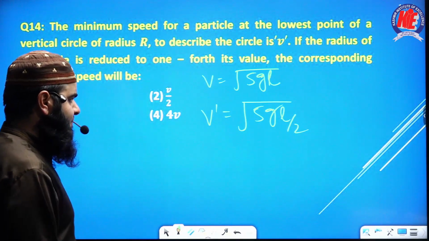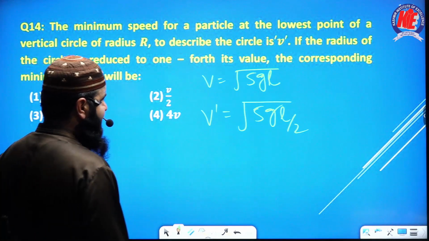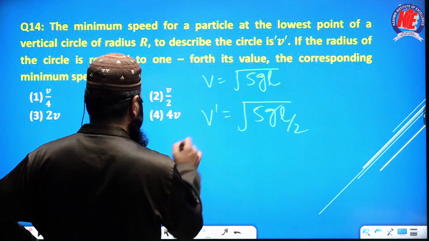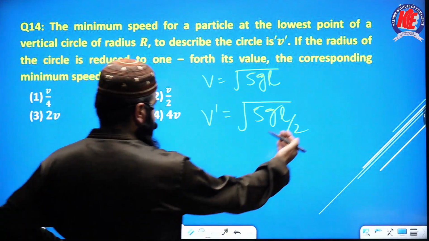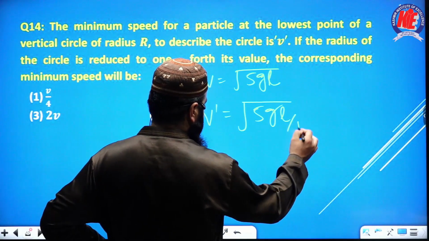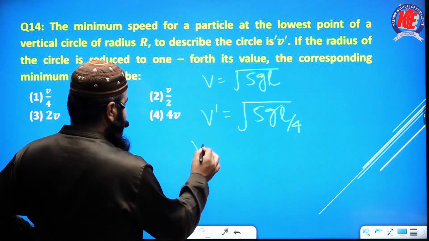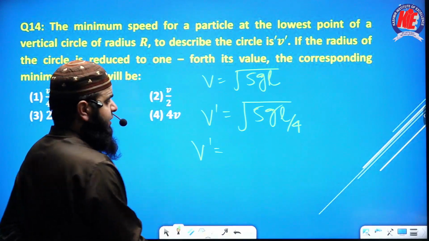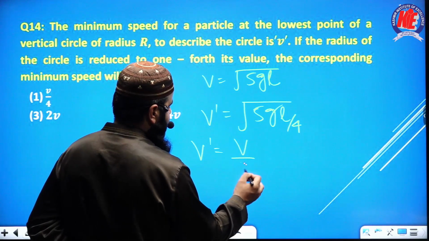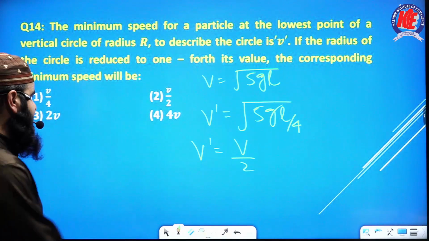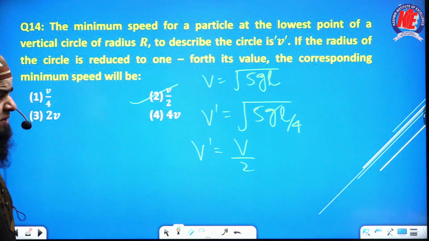So look here, let's go for this one now. Your v dash in this case will be, is it 1/4? I'm sorry, it's not half, it is 1/4. So I can write v dash is equal to root of 5gl, which is your v, divided by root of 4, which comes out as 2. So v dash will be equal to v upon 2. That is your option number 2.